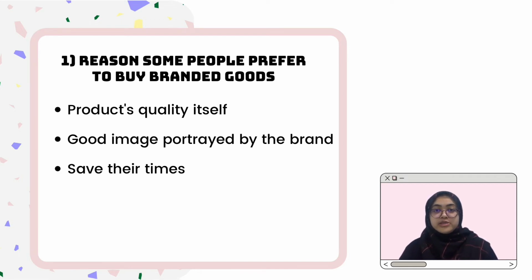Next, the good image portrayed by the brand itself. A brand image is a distinct set of connections that create a perception of a product in the minds of target buyers. When people think of branded products, most of them will immediately think of classy or luxurious items, since branded goods always represent a positive image. The next one is that buying branded goods can also save time. It is because branded items mostly have their stores and branches in every location, so people can get them anytime immediately.